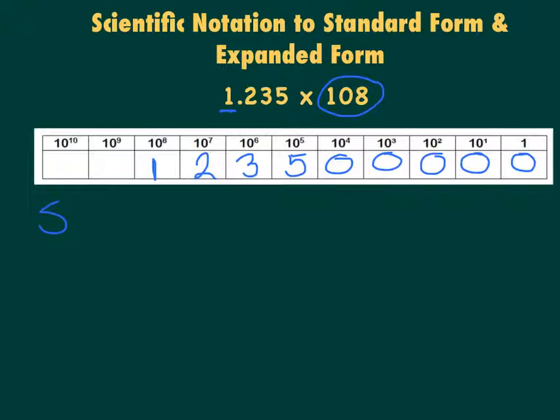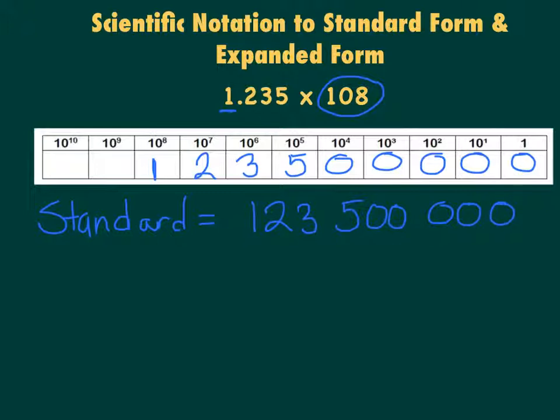So my standard form is going to equal, let's see here, I want to make sure I do the place value right. 1, 2, 3, 5, 0, 0, 0, 0, 0. So it's basically 123,500,000. That's the number in standard form. Once again, I'm just keeping the numbers 123,500,000 right there. There's my standard number.